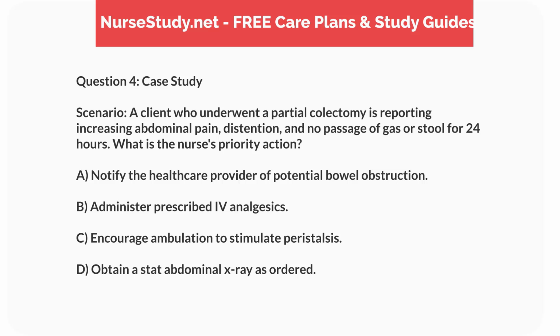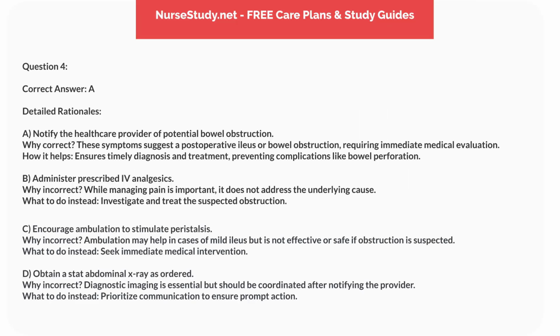Obtain a SATA abdominal X-ray as ordered. Correct answer: A. Detailed rationales. A. Notify the healthcare provider of potential bowel obstruction. Why correct? These symptoms suggest a postoperative ileus or bowel obstruction, requiring immediate medical evaluation. How it helps: ensures timely diagnosis and treatment, preventing complications like bowel perforation.